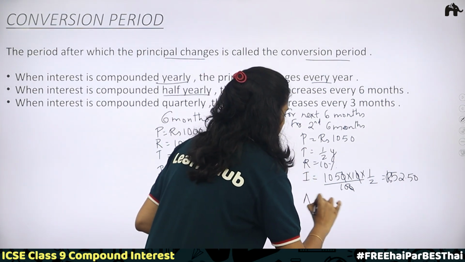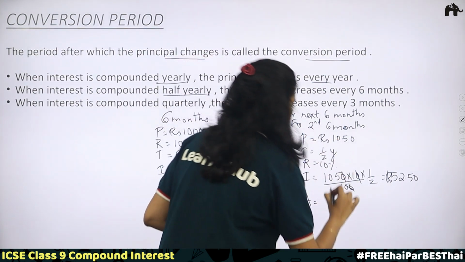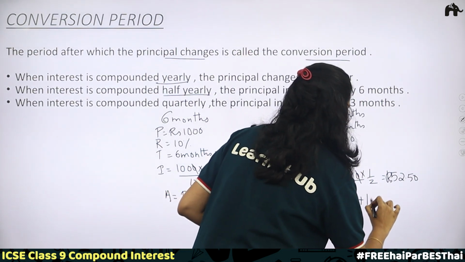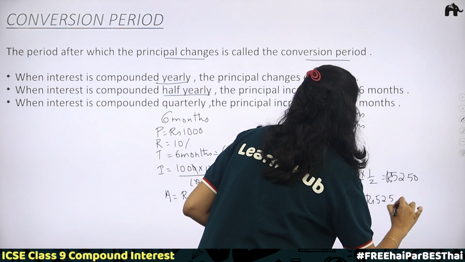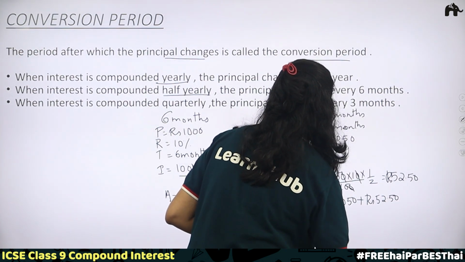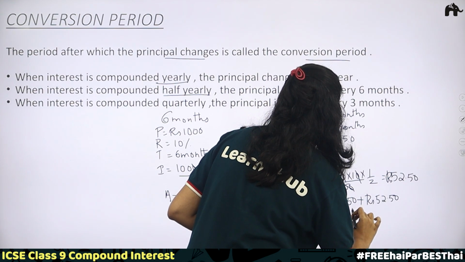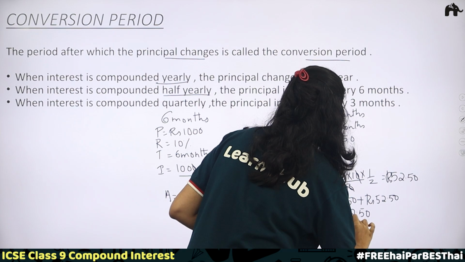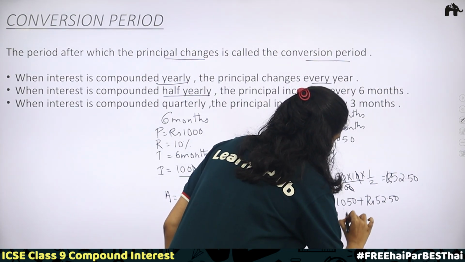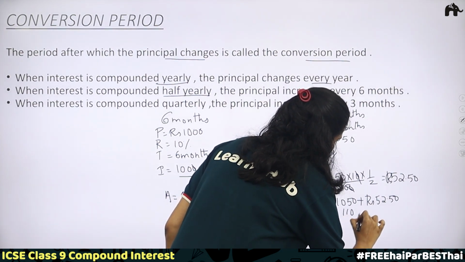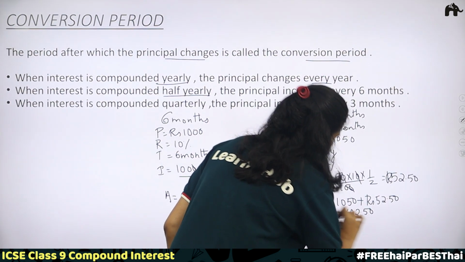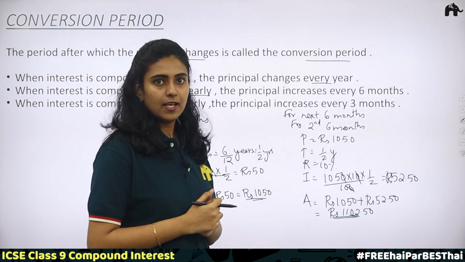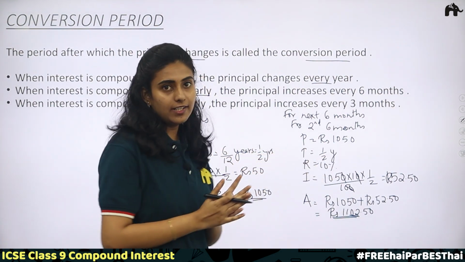Then what is the amount? Amount will be equal to principal rupees 1,050 plus interest rupees 52.50. That is rupees 1102.50. Okay, and this amount will become the principal for next 6 months. So, understood how it is calculated for half yearly.